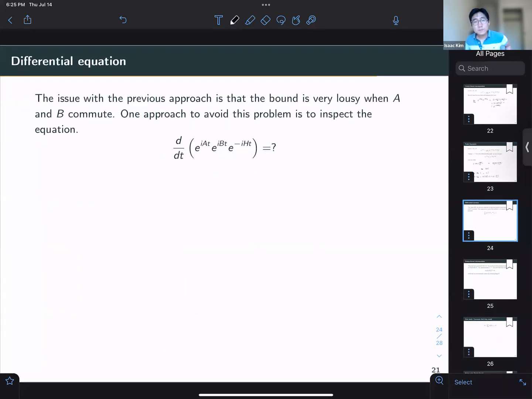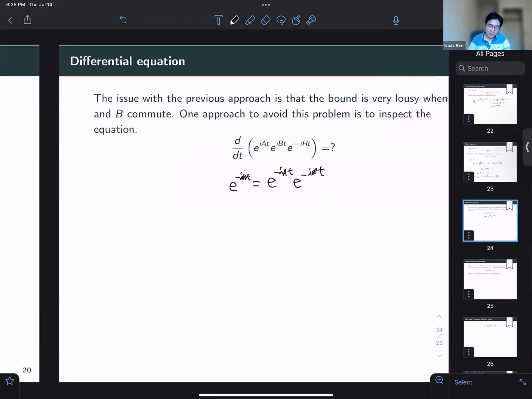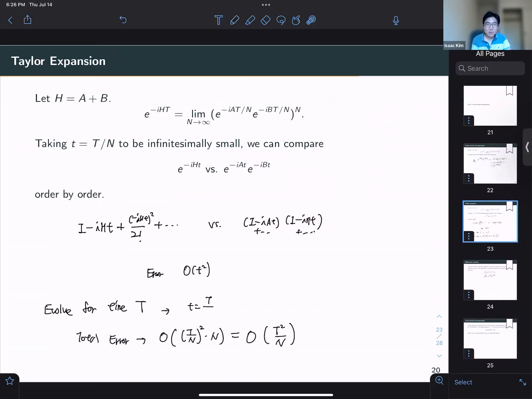But the issue, so that's the old Trotter-Suzuki decomposition bound. But the issue with the previous approach is that the bound becomes very lousy when A and B commute, right? Because when A and B commute, we know that e to the minus iHt is exactly equal to e to the minus iAt times e to the minus iBt. So this is just exactly correct. Somehow the bound that we have here does not seem to take into account the fact that when A and B commute with each other, you can do much better.